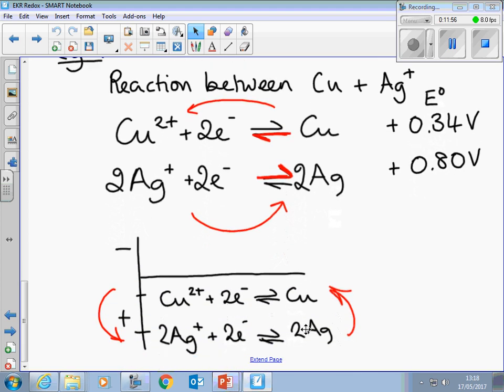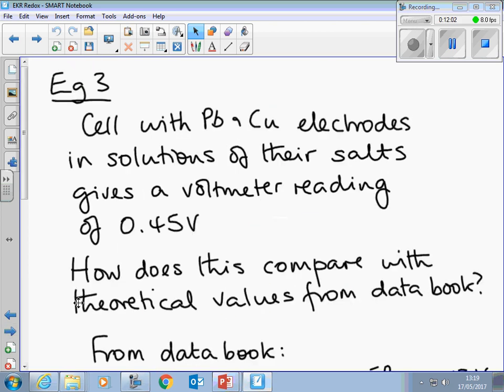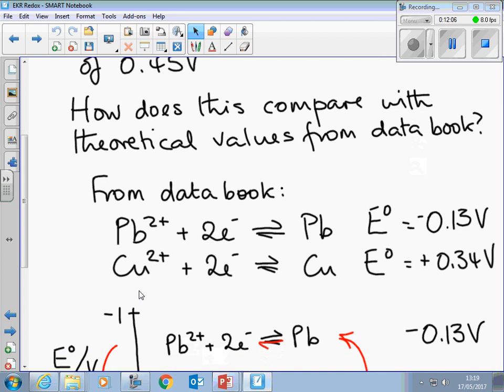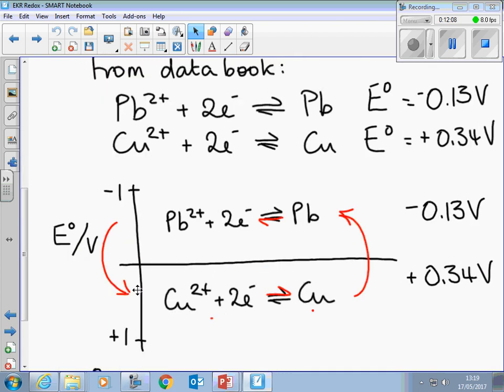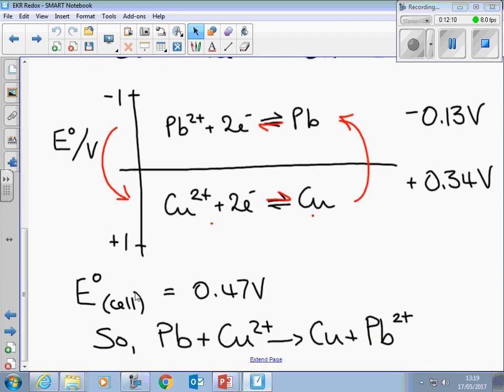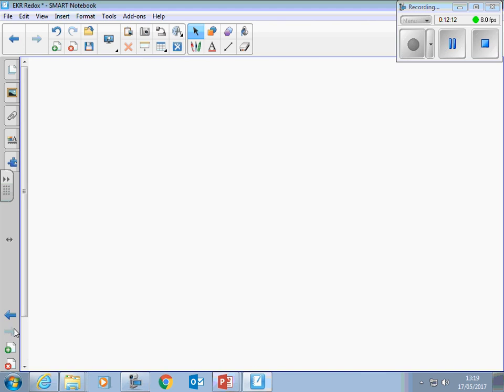The standard way to represent it, you can use axes to do this. And so we looked at some examples. We did a lead copper example, laying it out like that. And was that about the end of it? It was, wasn't it? Right.